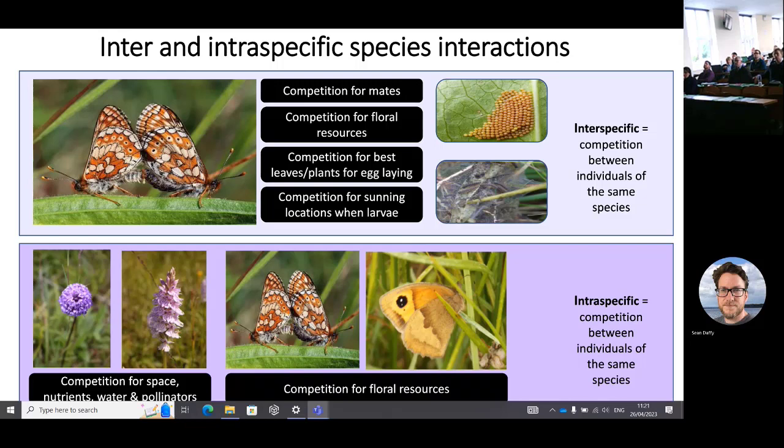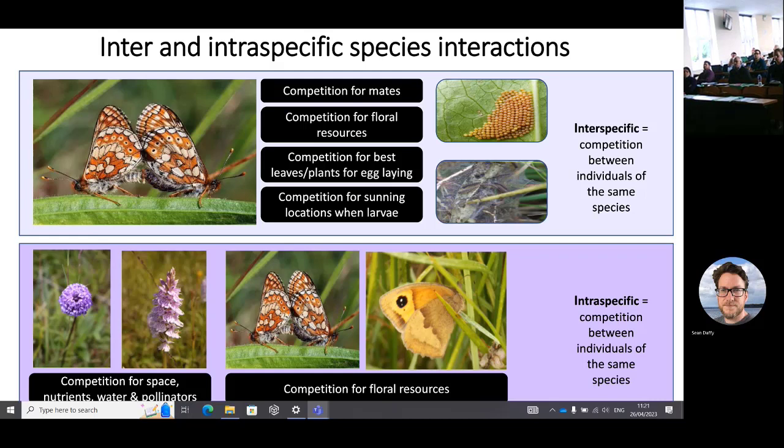So inter and intraspecific species interactions. Again, think about your butterflies. Marsh fritillary are a population, and like any population, they're competing with each other for space and those flowers that they'd like to get the nectar from, and they're competing for the leaves of that devil's bit scabious. So that's intraspecific, between individuals of the same population. And then more widely in the field, the marsh fritillary butterfly is competing with other butterflies that are around at the same time for those resources, and plants are competing with each other for nutrients and space and pollinators and other things. So co-evolution is the phrase that we'd use for students.